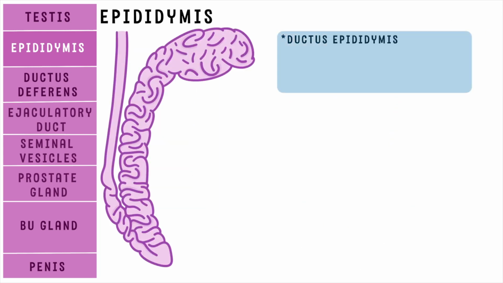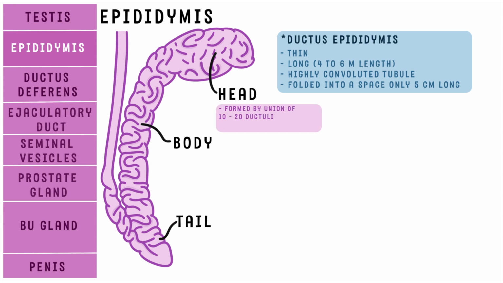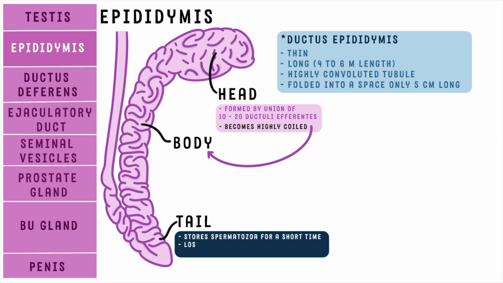The ductus epididymis is a thin, long, 4 to 6 meters in length, highly convoluted tubule that is folded into a space only 5 cm long on the posterior aspect of the testis. The epididymis may be subdivided into 3 regions: head, body, and tail. The head, formed by the union of the 10 to 20 ductal efferents, becomes highly coiled and continues as the equally highly coiled body. The distal portion of the tail, which stores spermatozoa for a short time, loses its convolution as it becomes continuous with the ductus deferens.